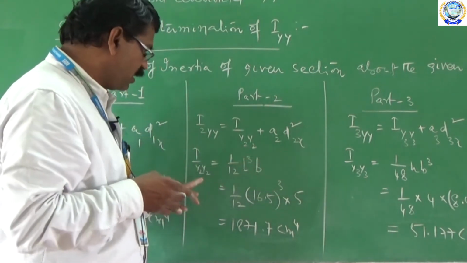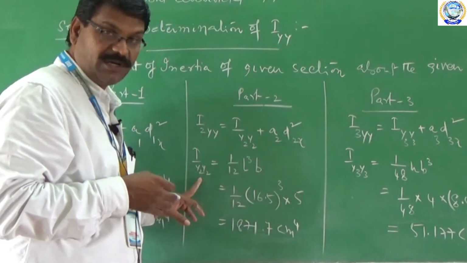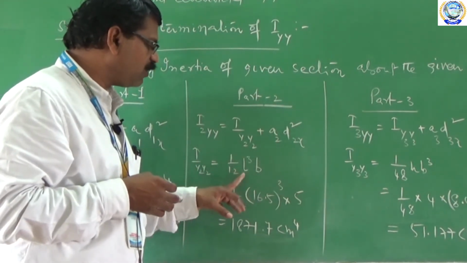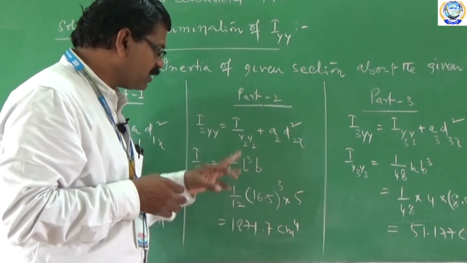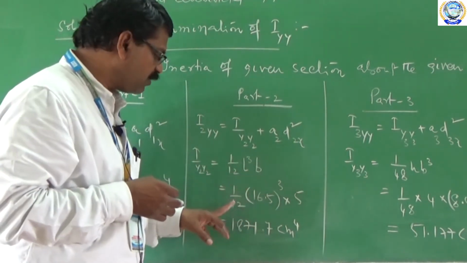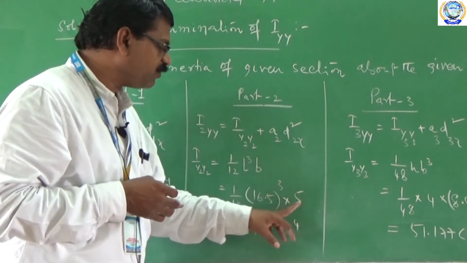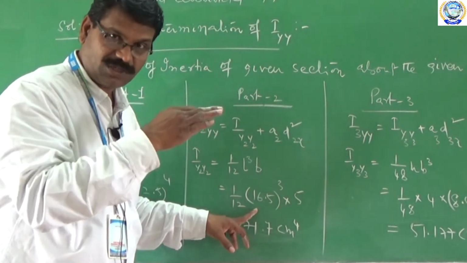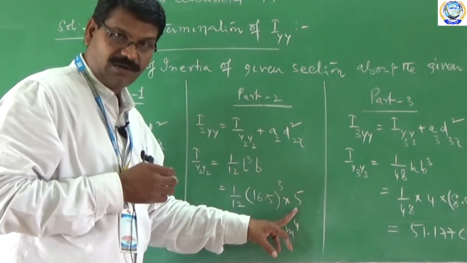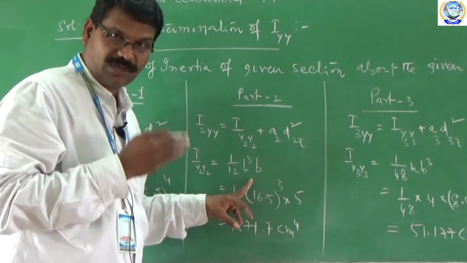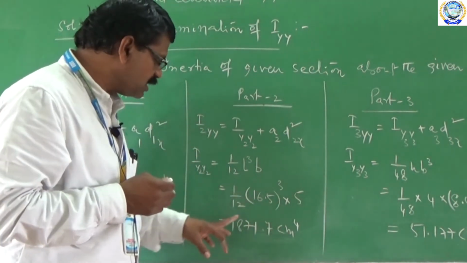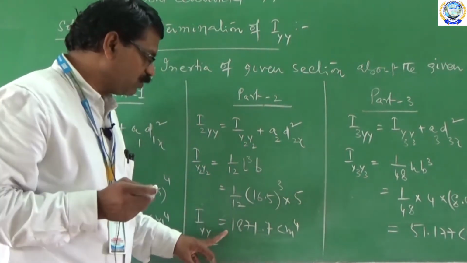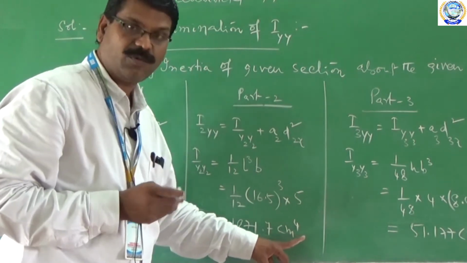This is the formula. Now, in this formula, Iy2 can be determined by using a stipulated formula, that Iy2 is equal to 1 by 12 L cube B. Now, bring the value of L and B, we will get 1 by 12 into 16.5 whole cube into 5. The 16.5 is the length of the second portion, which is the rectangle, and 5 is the breadth of the second portion. Therefore, after simplifying this, we will get Iy2 is equal to 1871.7 centimeter to the power of 4.